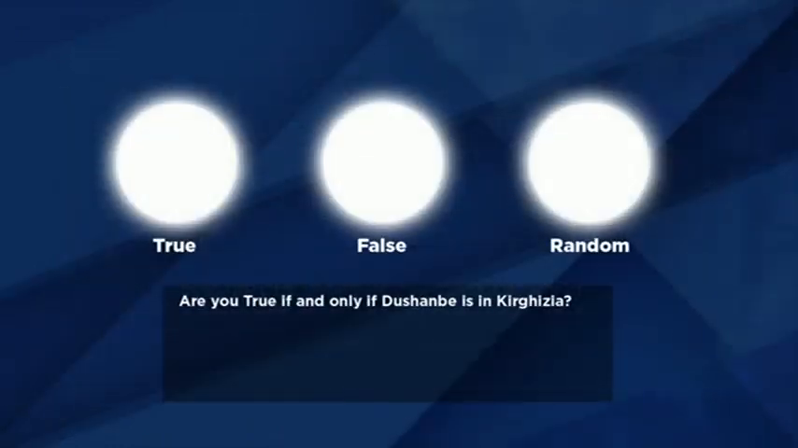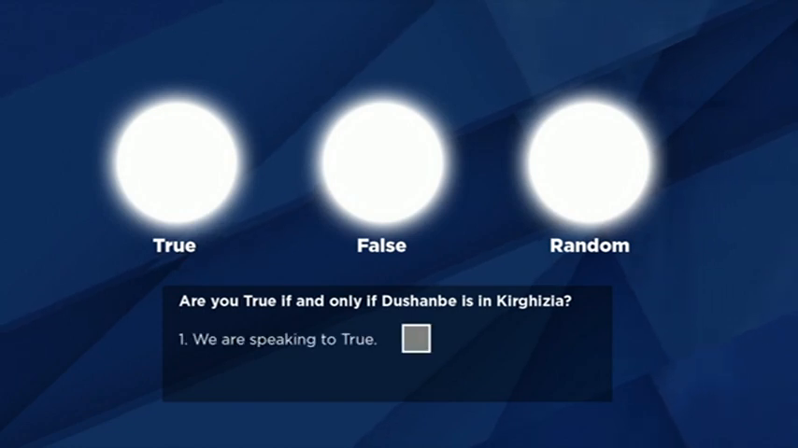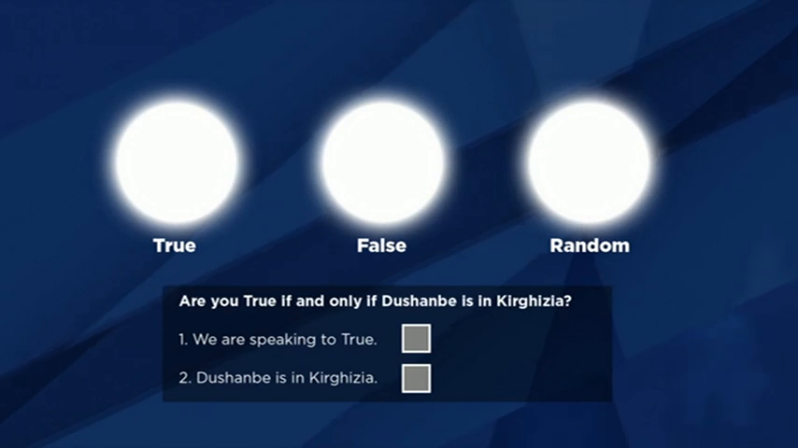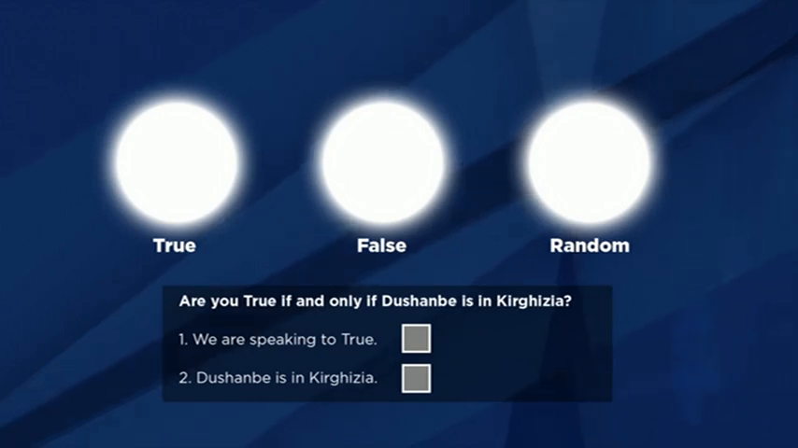Here's the solution. We can ask the question, are you true if and only if Dushanbe is in Kyrgyzia? Now, this question involves a biconditional statement. Its 2 parts are, 1, we are speaking to true, and 2, Dushanbe is in Kyrgyzia. If these 2 statements have the same truth value, both true or both false, then the true answer to the question is yes, and the false answer to the question is no.